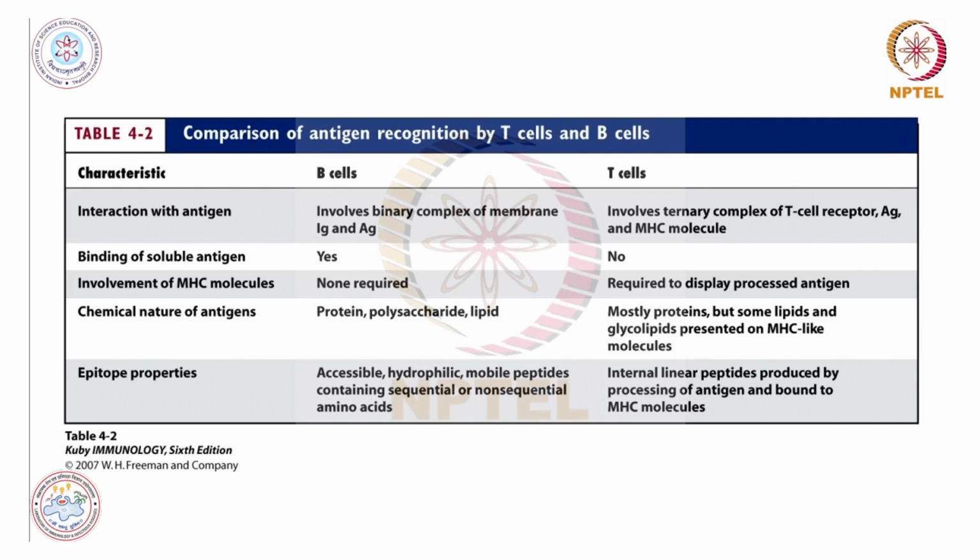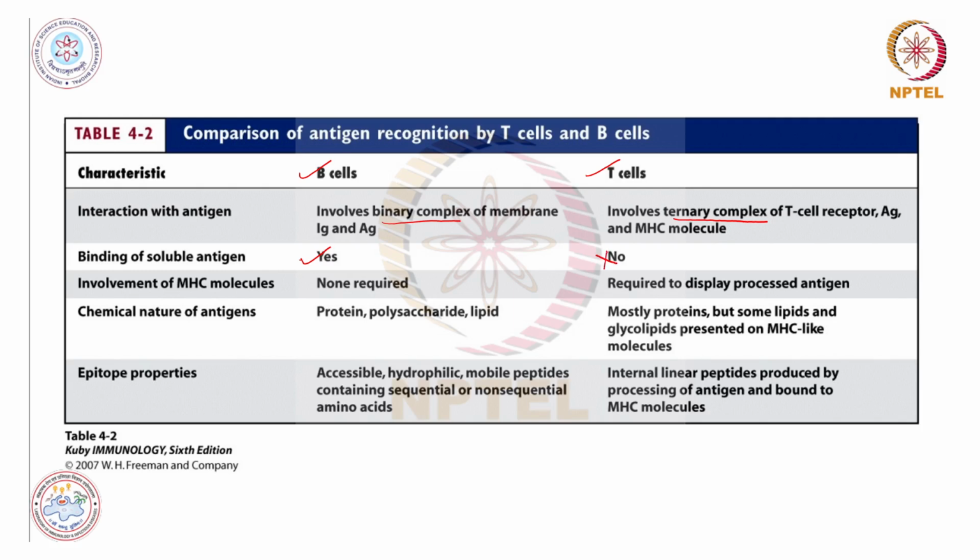There is a difference between antigen recognition by B cell and T cell. For the interaction with the antigen, for B cell, it involves the binary complex of membrane Ig and antigen. In the case of T cell, it involves the ternary complex of T cell receptor, antigen, and MHC molecule. And binding of soluble antigens with B cell is possible. In case of T cell, it is not possible.